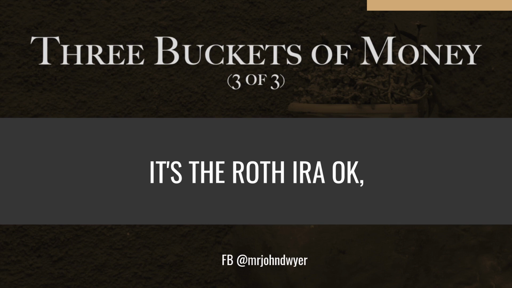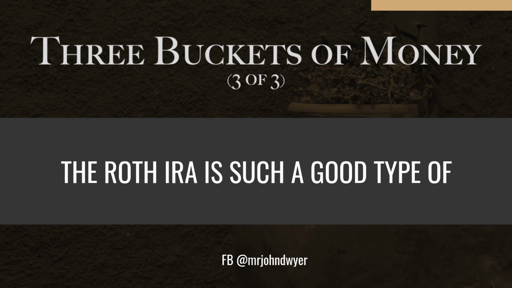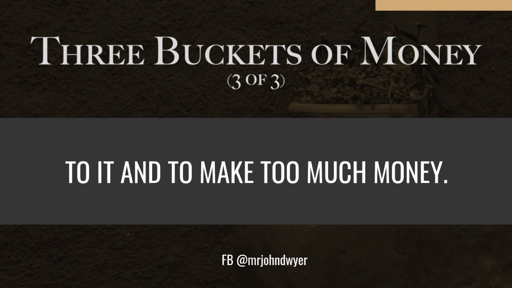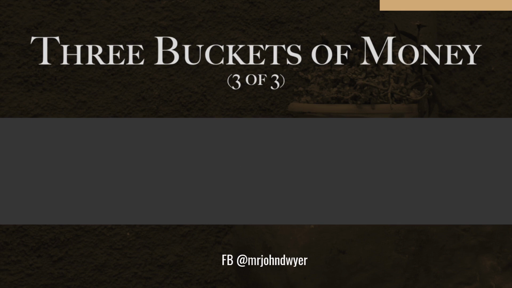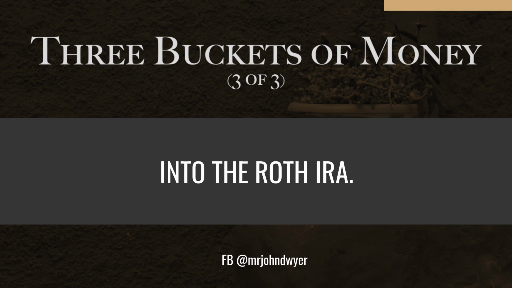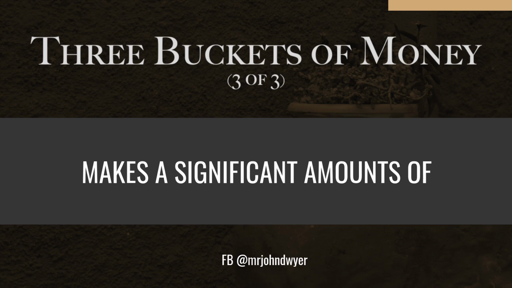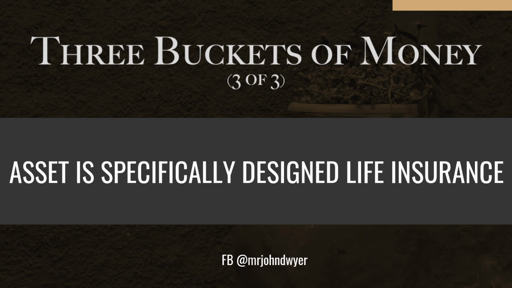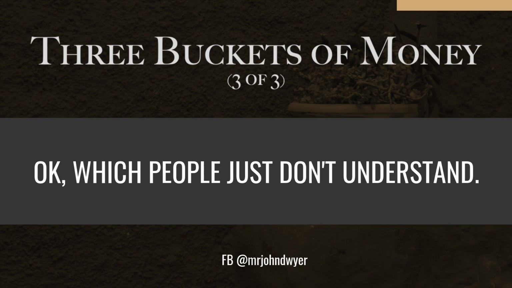So once again, what qualifies in this never taxed bucket? Again, it's the Roth IRA, which a lot of people are aware of. But the Roth IRA is such a good type of asset that the government steps in and limits, one, how much you can contribute to it, and two, if you make too much money, you can't put any money in. Now, there's this concept called the backdoor Roth, where you fund an IRA and then you pay the tax and you put it back into the Roth IRA. But the reality is, for clients that make significant amounts of income, the best place to reposition that asset is specifically designed life insurance contracts, which people just don't understand.